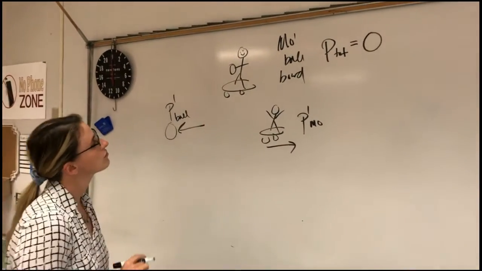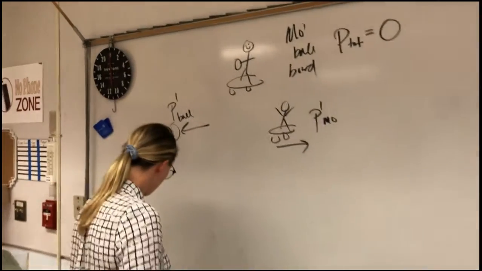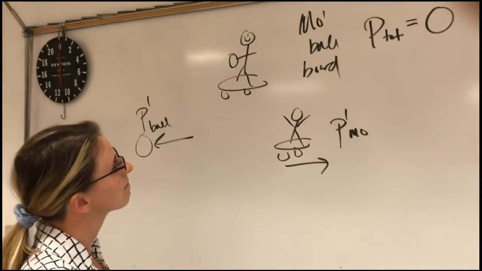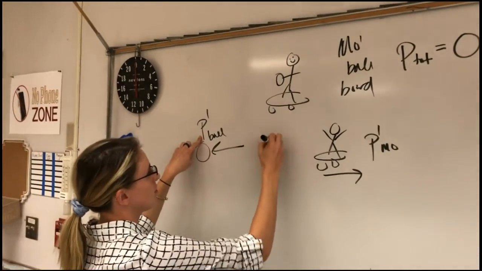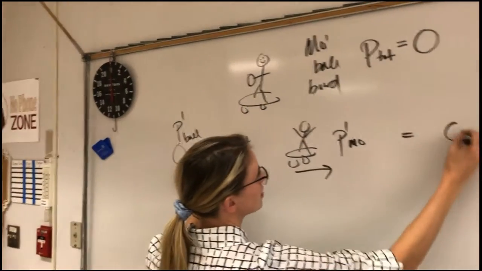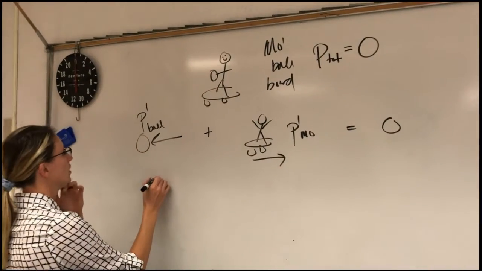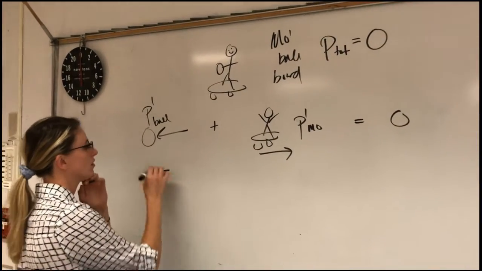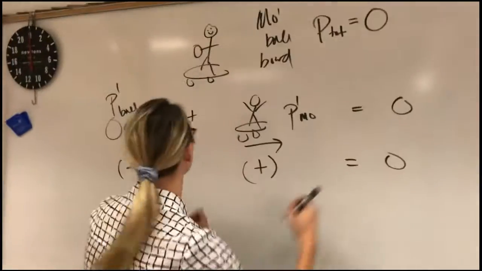So the law of conservation of momentum says momentum before is equal to momentum afterwards. How can the momentum afterwards be 0 if you are moving and the ball is moving? What Boykin is saying is that this plus this is going to equal 0. How can that be? Well, one of these has to be negative, and this one must be positive, to get me 0.